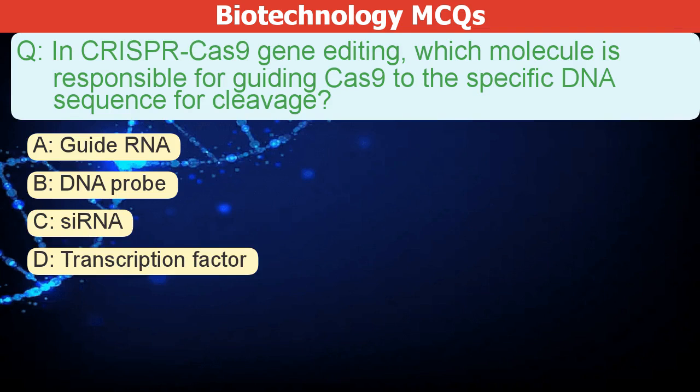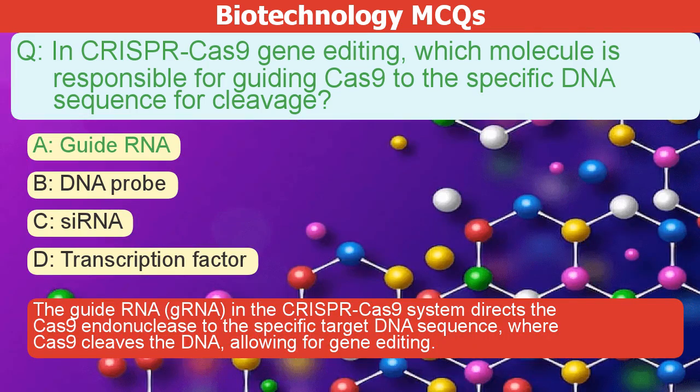In CRISPR-Cas9 gene editing, which molecule is responsible for guiding Cas9 to the specific DNA sequence for cleavage? A. Guide RNA. B. DNA probe. C. Primer. D. Transcription factor.